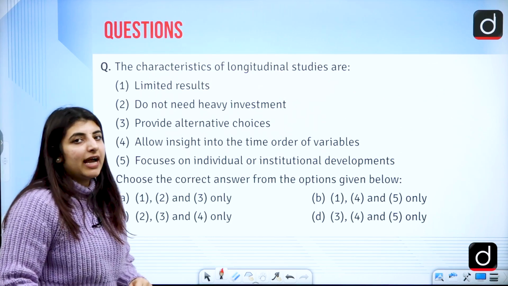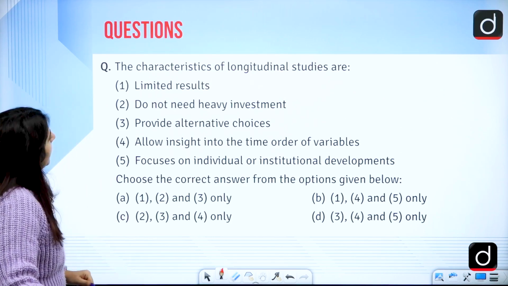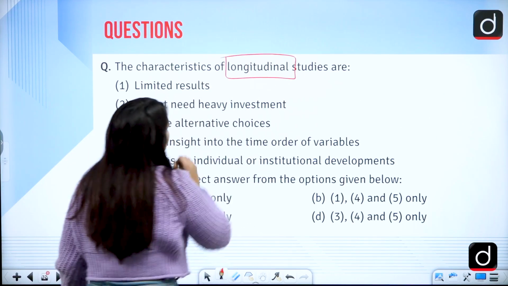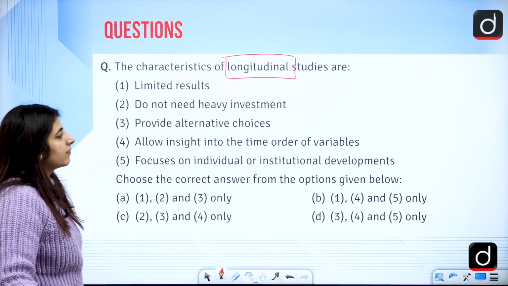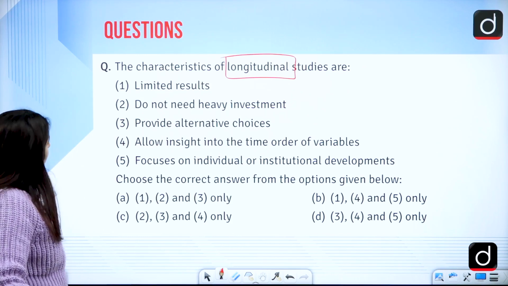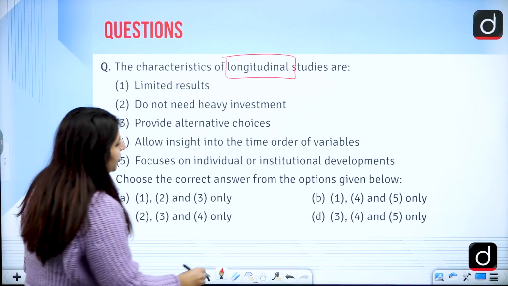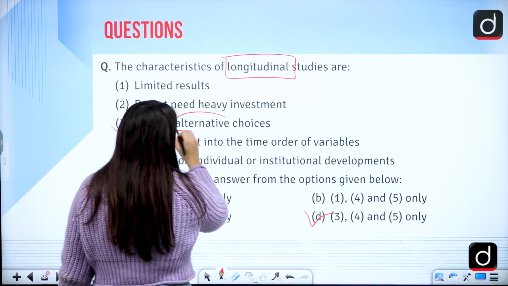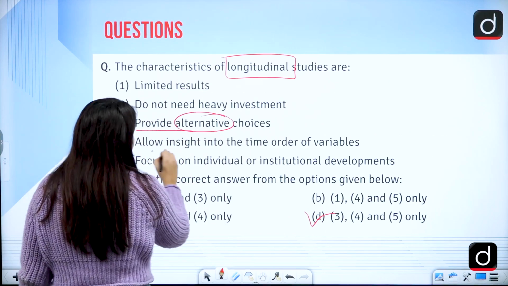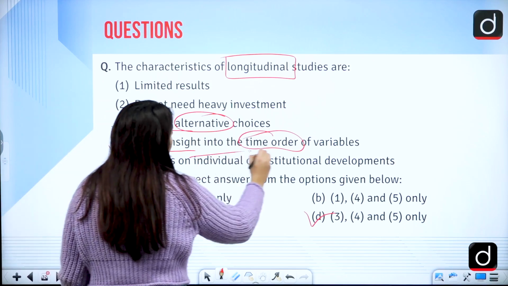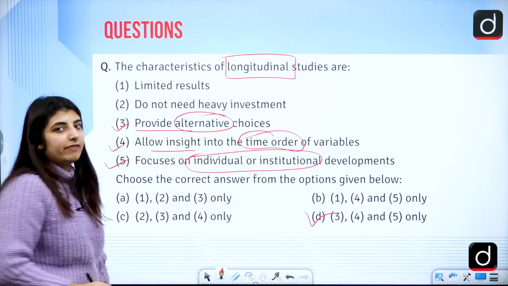Next question that we have here is, the characteristics of longitudinal studies are... Pause your video. The answer here is option D, which says 3, 4 and 5: provide alternative choices, allow insights into the time order of variables, and focus on individual or institutional development.